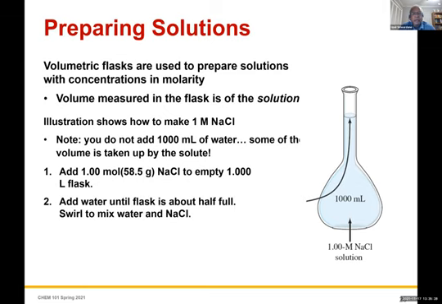then mix it until it dissolves everything. Then keep adding water up to the mark at the top of the volumetric flask, and then shake up and down to get the solution mixed. So that's how you prepare different solutions with certain molarity.